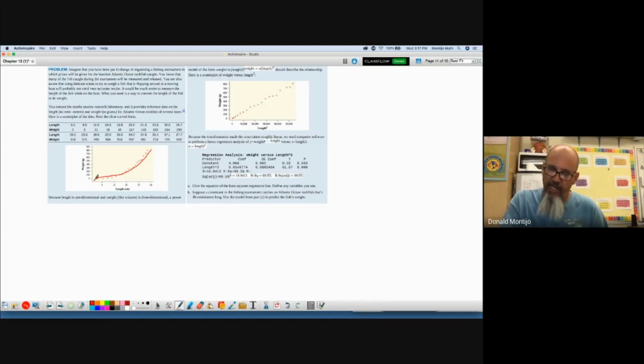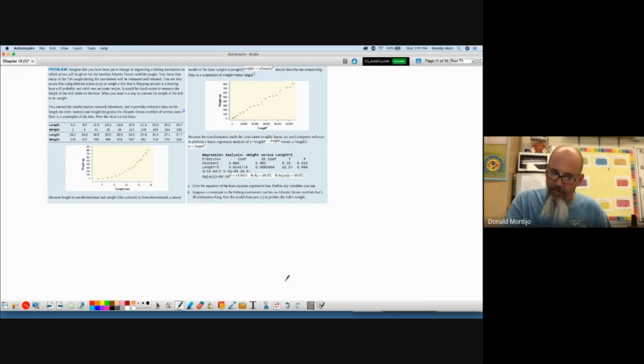We're going to see if we can find a curve that fits this data set. In order to do that, we're going to need to transform this curved data so that it looks roughly linear. What we're going to do is take the cube root of the weight. So of the response variable weight, we're going to take the cube root. Or we could cube the length, either way.